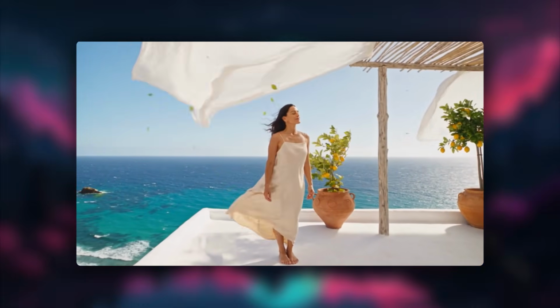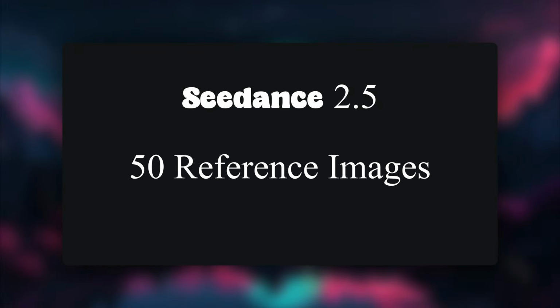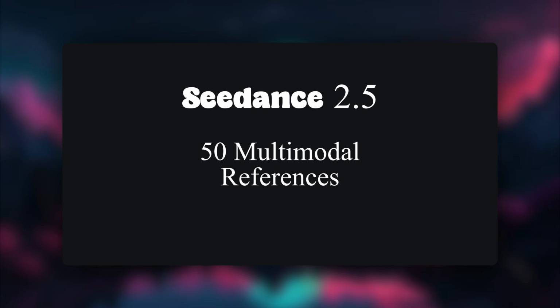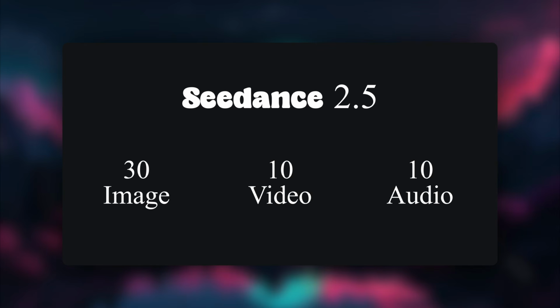There's a big misconception online about Seedance 2.5's reference capabilities that I need to clear up. People keep saying it accepts 50 reference images, but that's actually incorrect. Seedance 2.5 accepts up to 50 total multimodal references, but they are strictly capped by category. You can upload up to 30 image references for character turnarounds, props, and environments, up to 10 video references to guide camera motion and actor energy, and up to 10 audio references to sync your timing, voiceovers, or background music. Knowing how to use those 50 slots properly is what gives you full studio control.